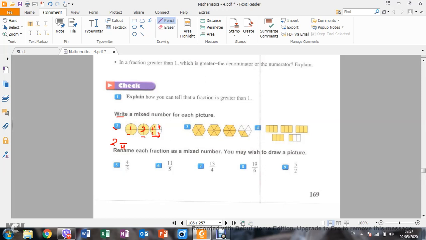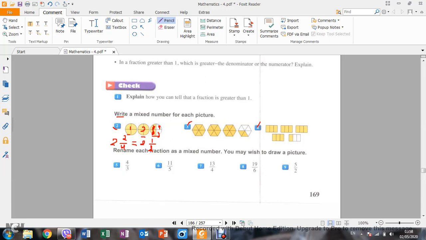How many parts are shaded? Only 2 of them, 1 and 2. So our numerator is 2. I can simplify this one because 2 and 2/4 equals, and don't touch the whole number, 2 divided by 2 is 1, 4 divided by 2 is 2, so 1/2. Numbers 3 and 4 are your homework.